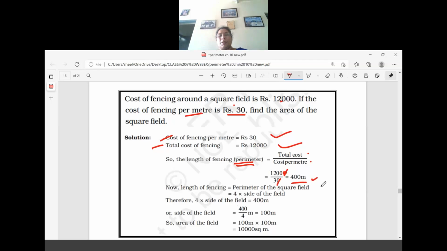Now we have got the perimeter, right? So length of fencing is equal to perimeter. We are having a square field now, so what is our 400? It is 4 into side only, right? So 4 into side is equal to 400. Once we got the perimeter, we have to apply the formula only. So 4 into side of the field is equal to 400, and the side of the field is equal to 400 by 4, it is equal to 100 meter.